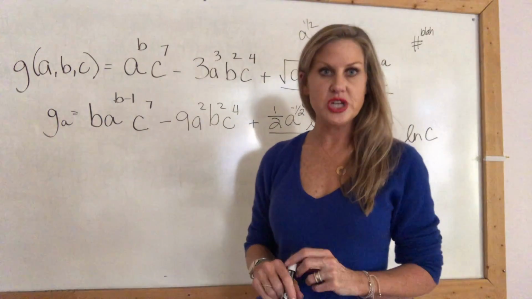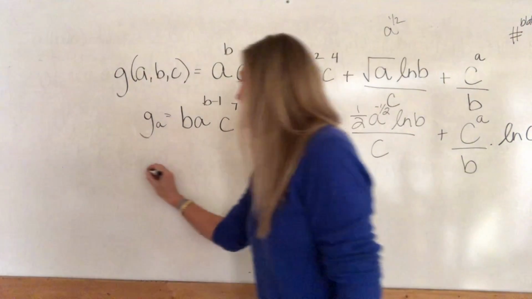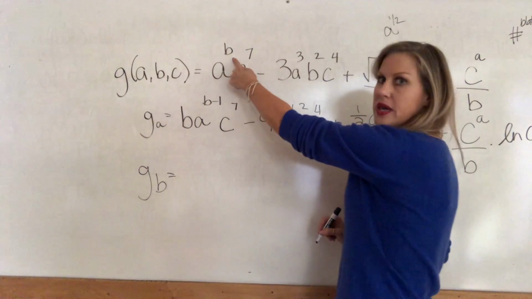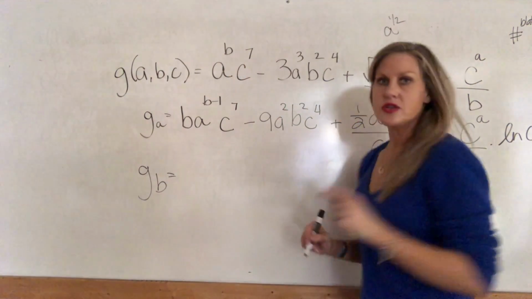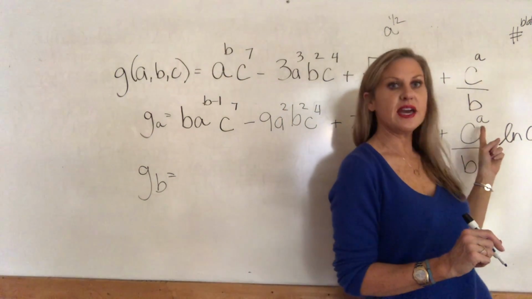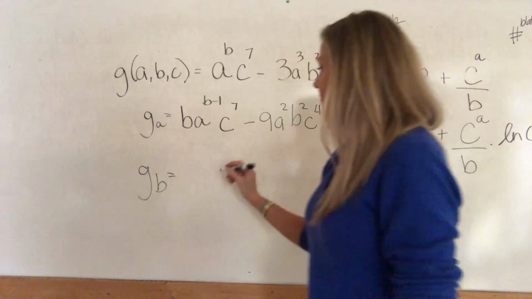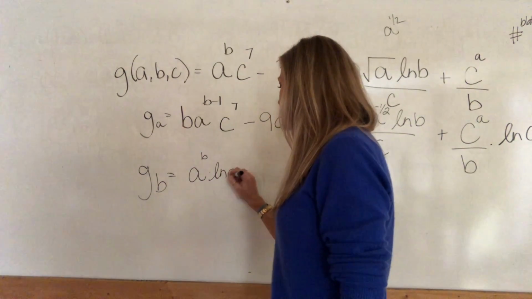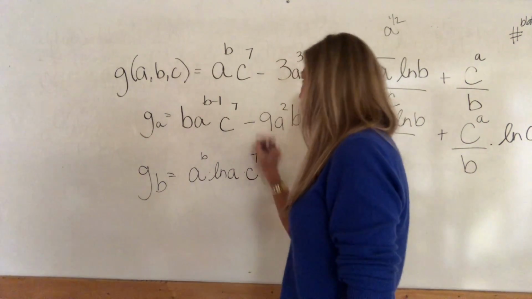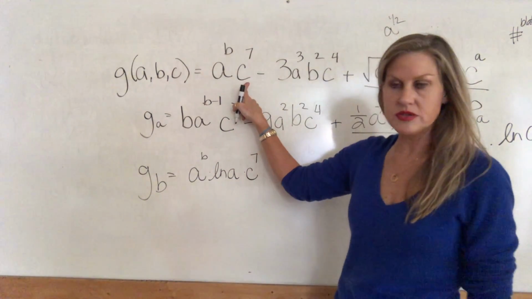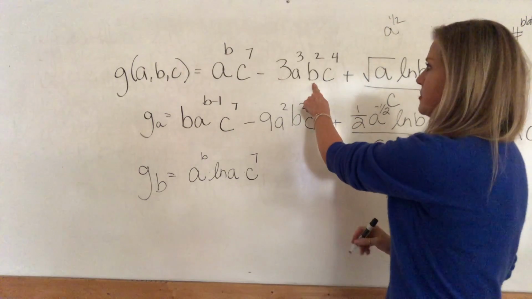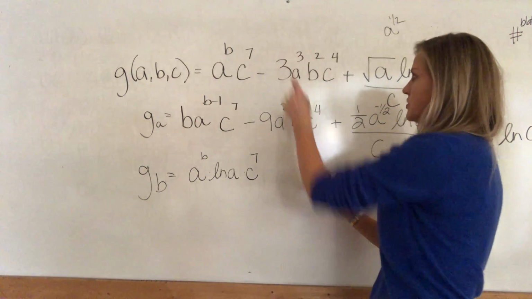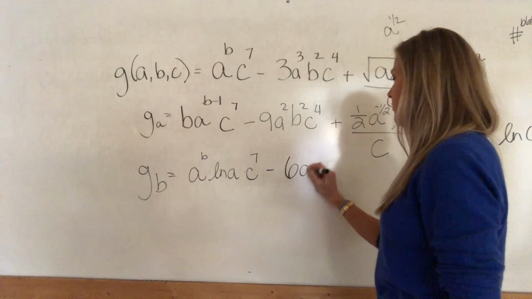Now I'm ready to do g sub b. It has a b. The b is the exponent, so it's going to behave like this one did over here. That will be a to the b times the natural log of a, times c to the 7th, which just trundles along. This has a b. When I derive that, the 2 will drop down.